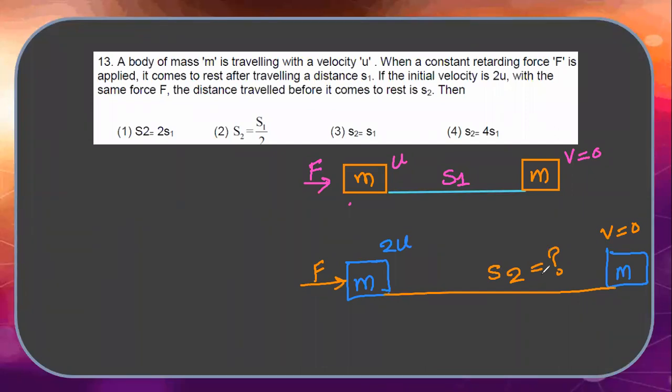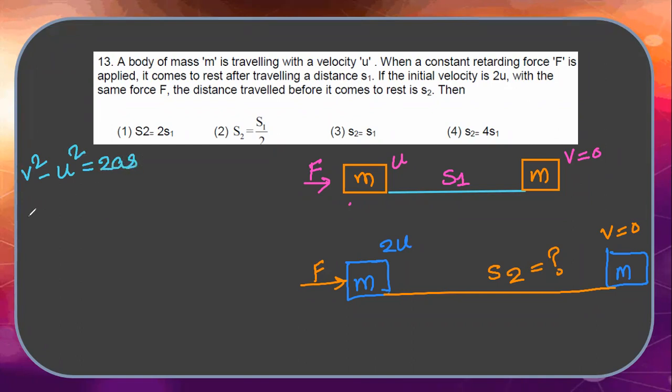From the equations of motion, we write s is equal to ut plus half at square. But the time period we don't know, that's why we cannot use this one. Then we come to v square minus u square is equal to 2as. From the equations of motion, we'll write v square minus u square is equal to 2as.